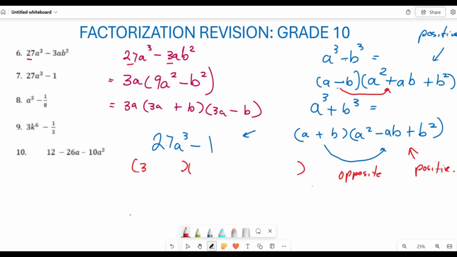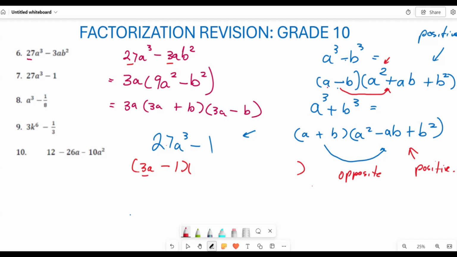And what is going to be the cube root of a cubed? This is going to be a. And what is going to be the cube root of 1? This is always going to be 1, so this is going to be negative 1. Let's get 3a subtract 1. And what else am I going to have? I am going to square my 3a. Whatever I have here in my first term is going to be squared.